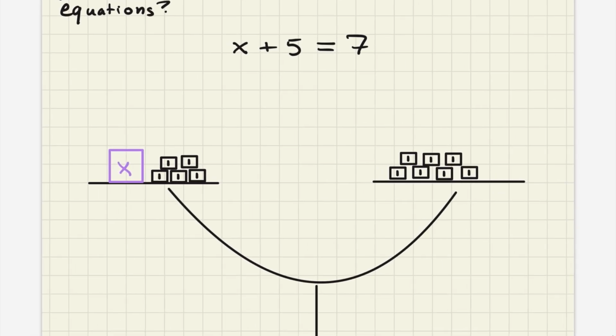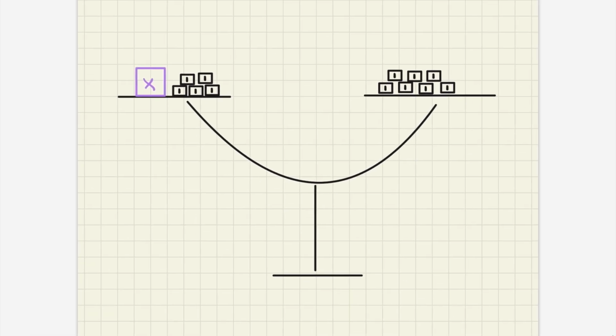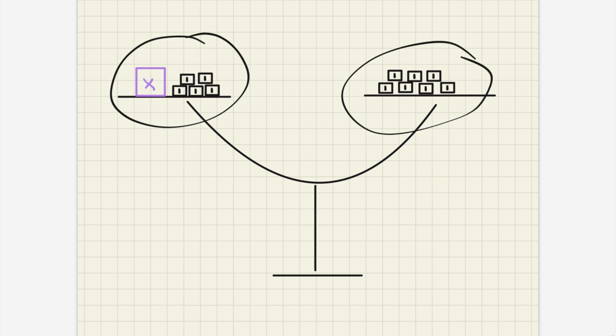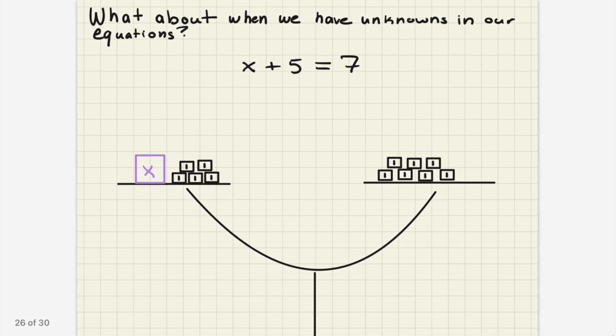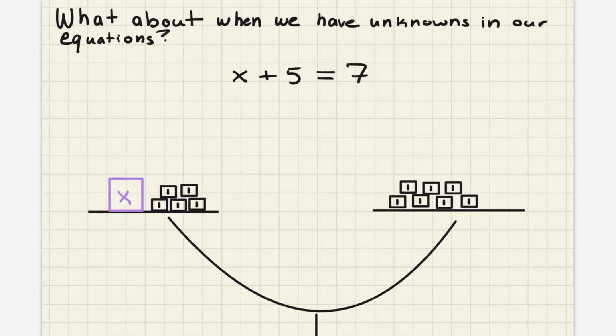Now, there's a useful metaphor here where we can have scales. We can have some weights on one side, some other weights on the other side, and when the scale is balanced, they're equal to each other. This is just a useful way to visualize equations. But something that we want to know is, what happens when we have unknowns in our equations?